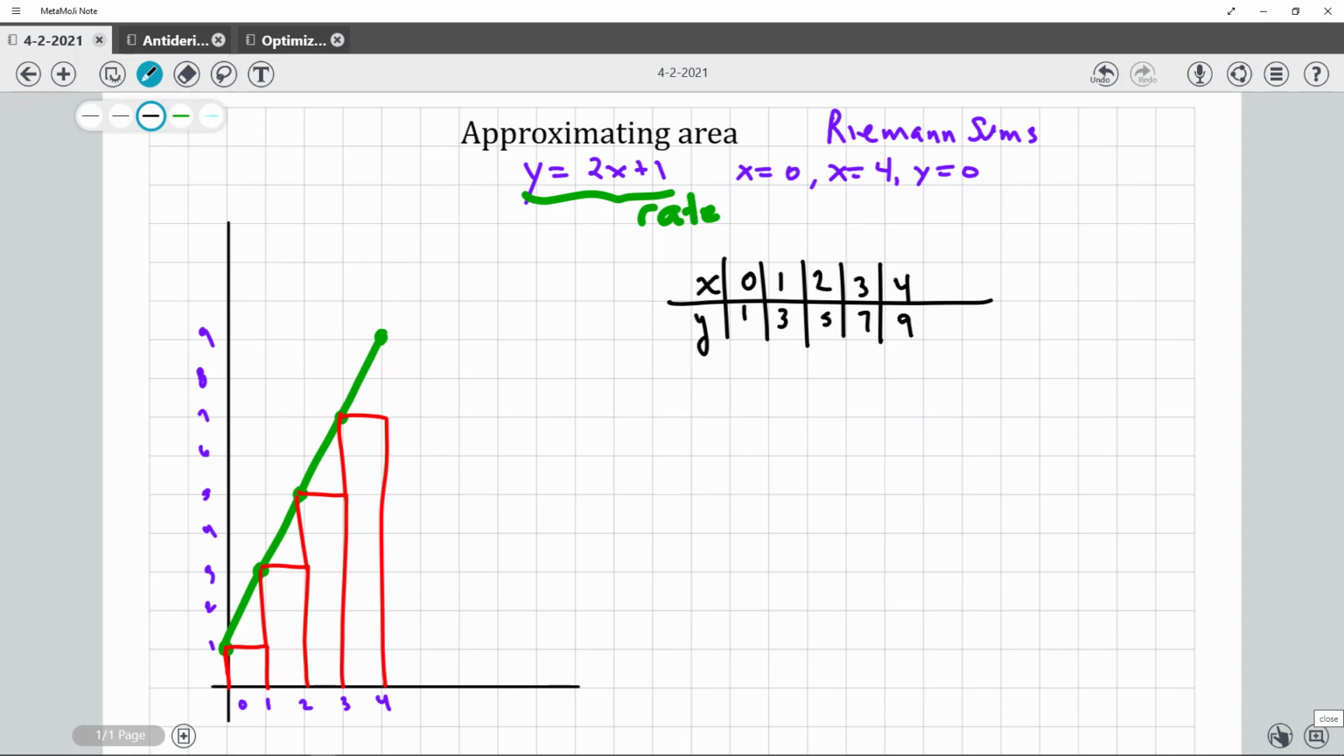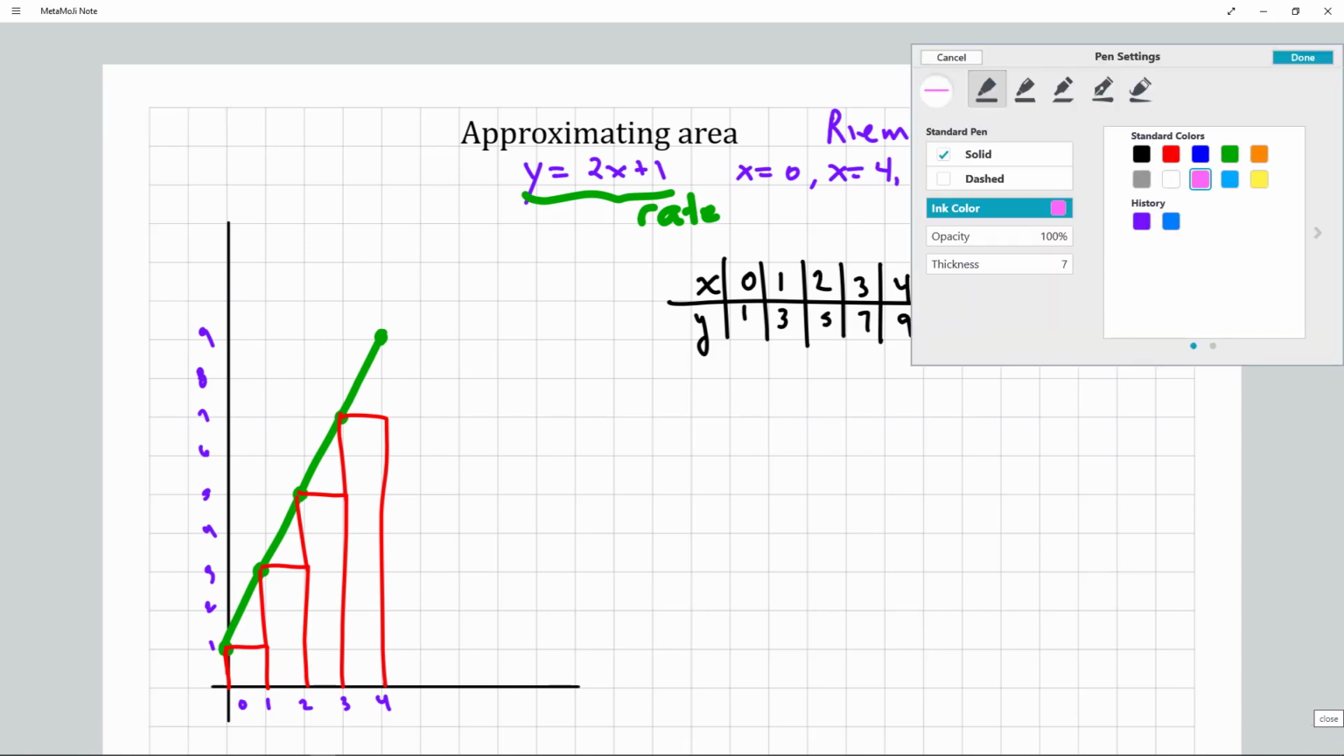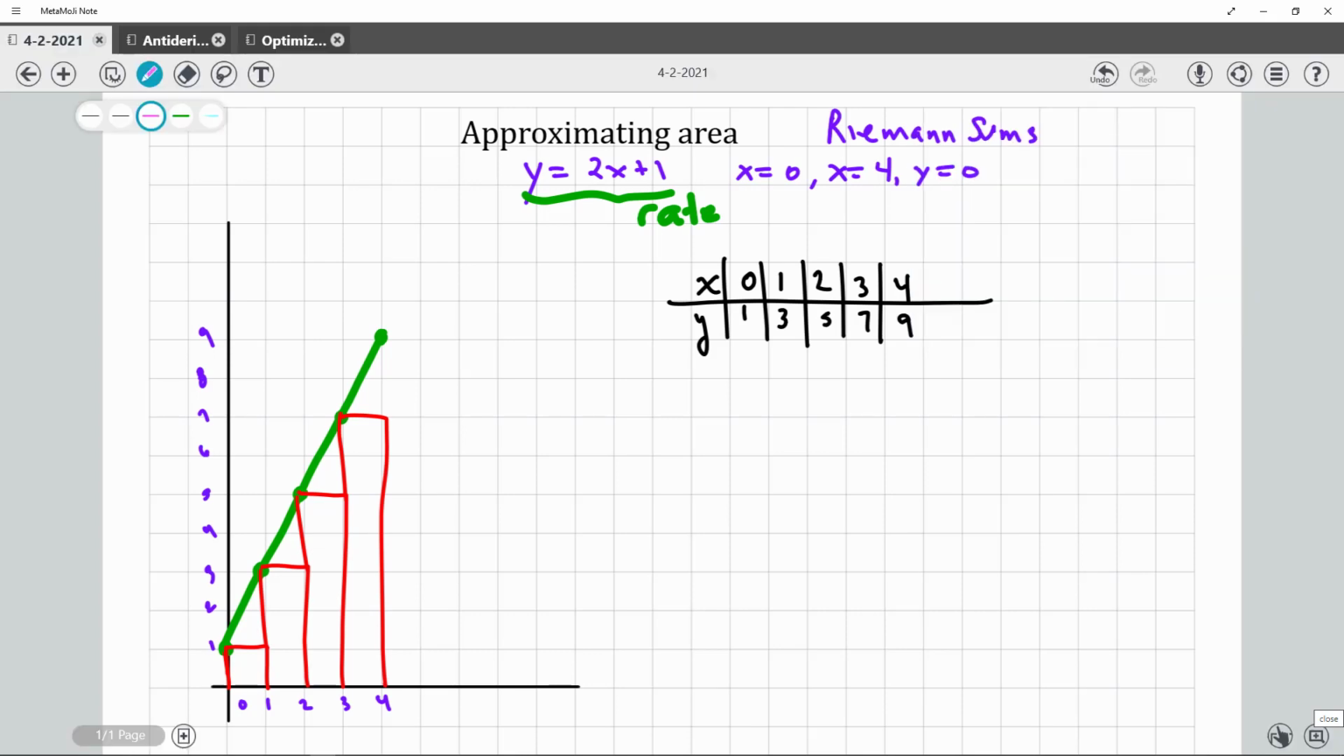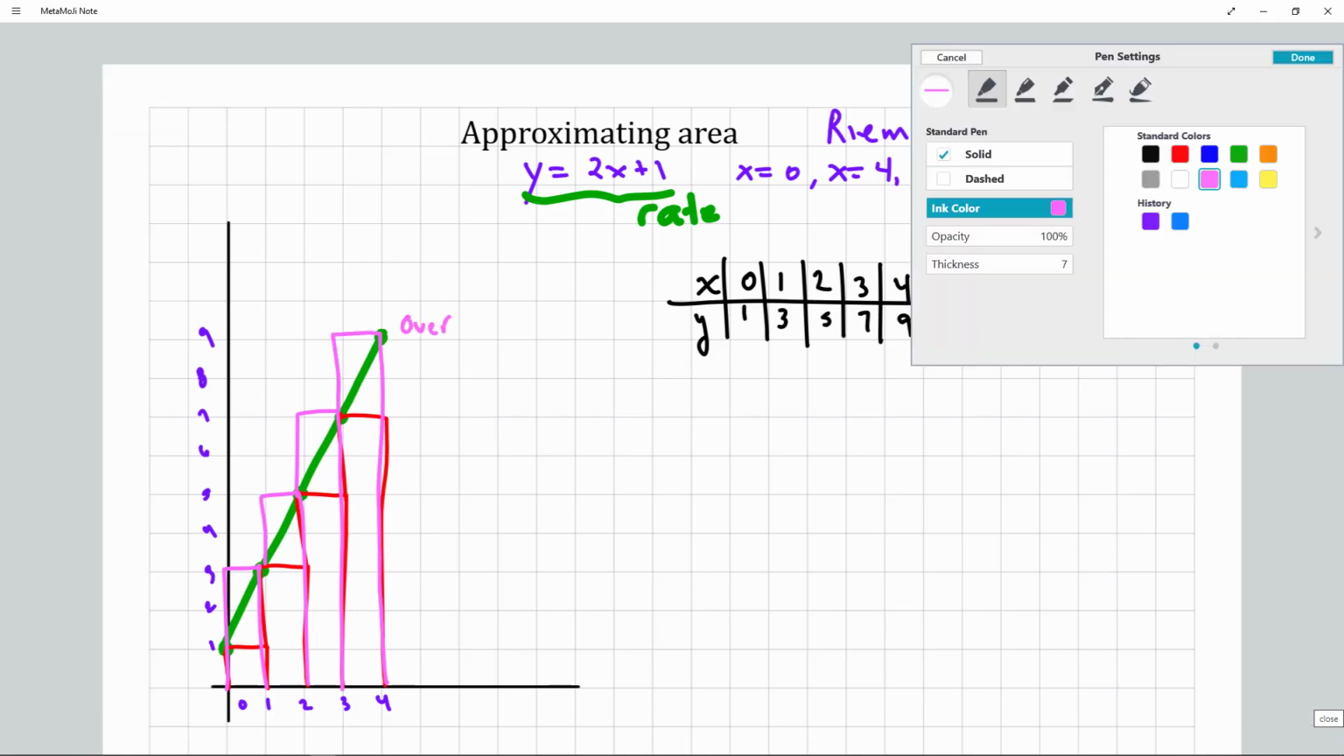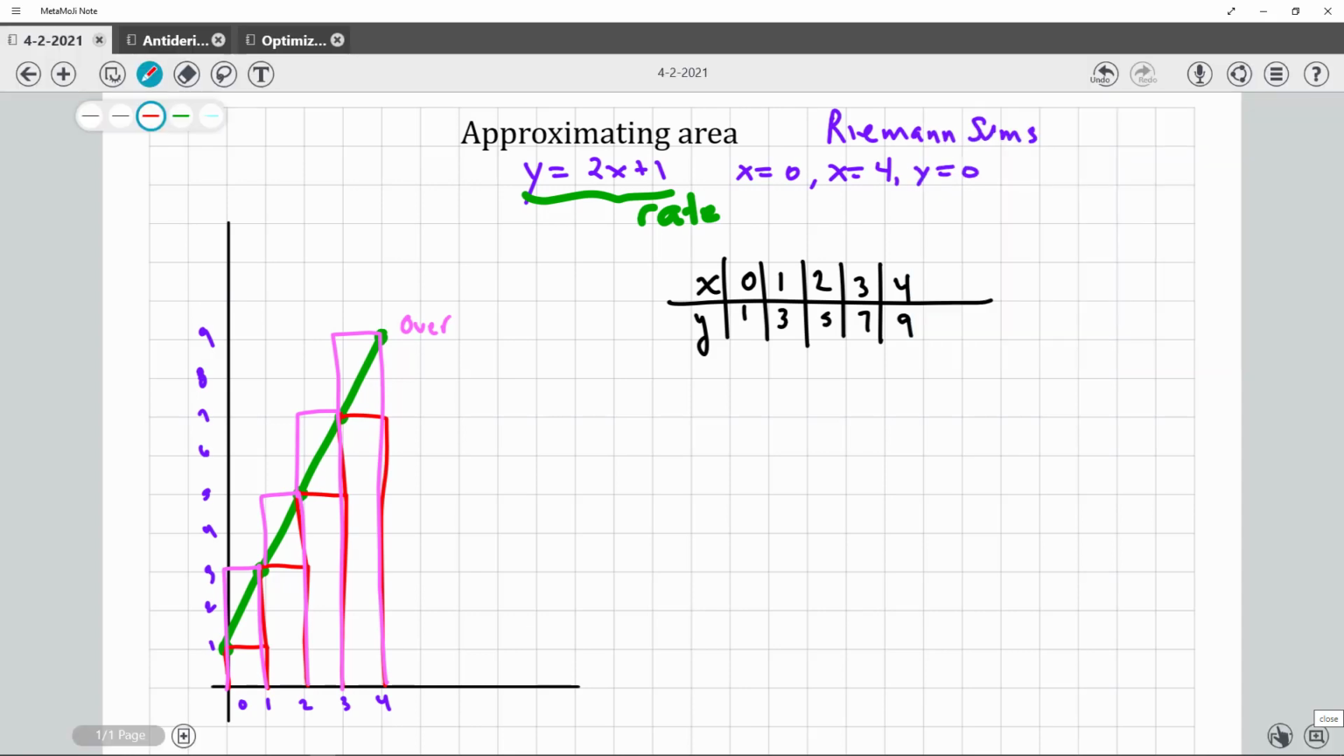Now, hopefully some of you looked at this and thought, well, why did you start at 0? If you're in the interval from 0 to 1, some of you may have started at 1 and drew your rectangles like this. I'm hoping it's clear to see what would be an overestimate versus what would be an underestimate. I mean, I'm under the graph, right?